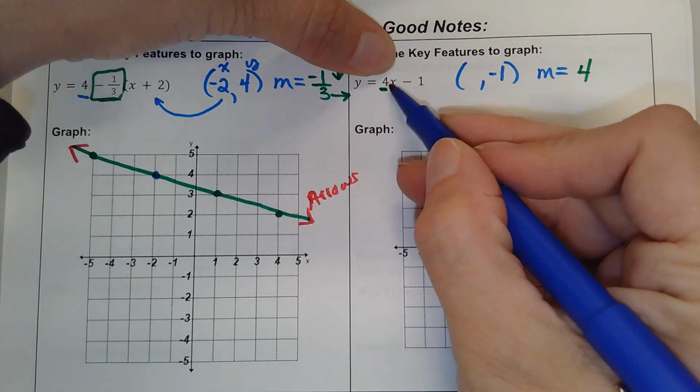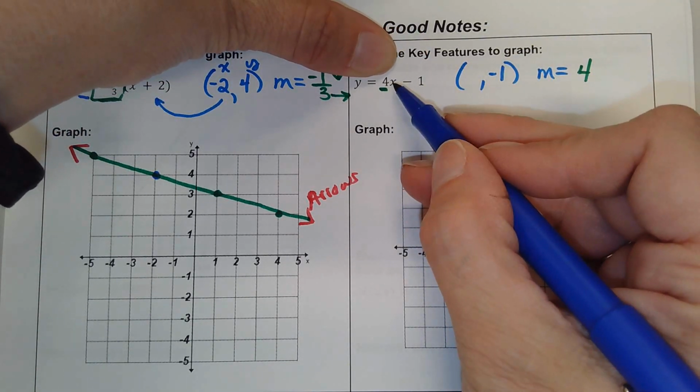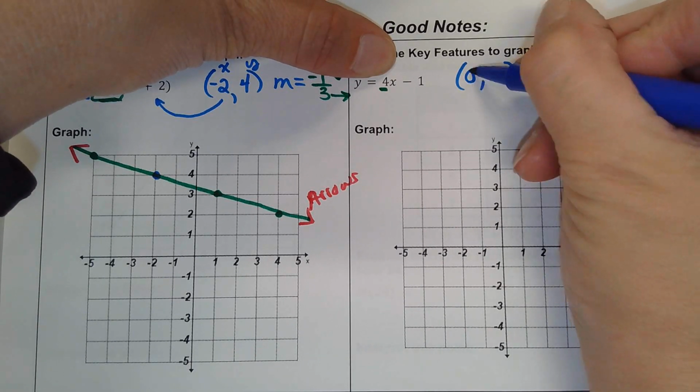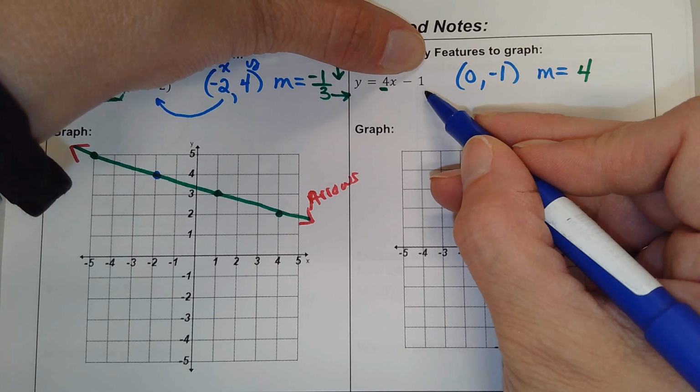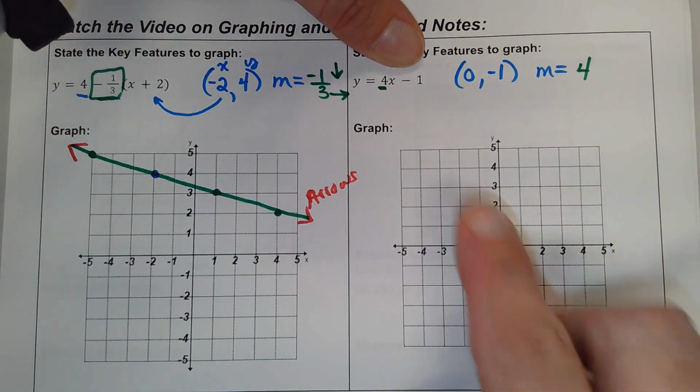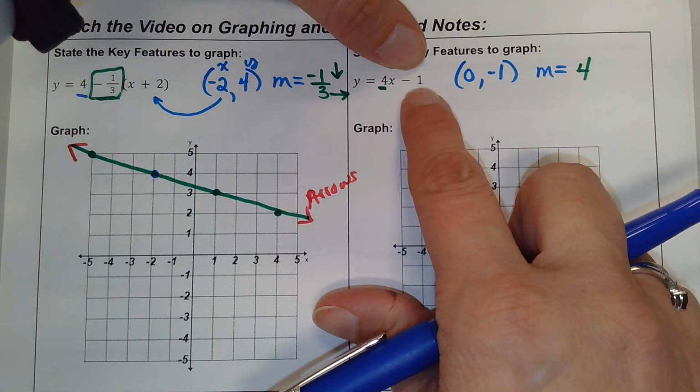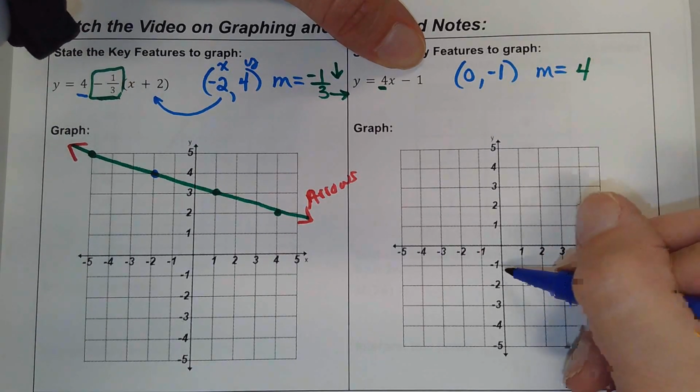I don't see any parentheses. There is no x value, and that's a 0. Some people call this the y-intercept. So graphing is actually very fast if you have slope-intercept. We're going to start on the y-axis at -1.